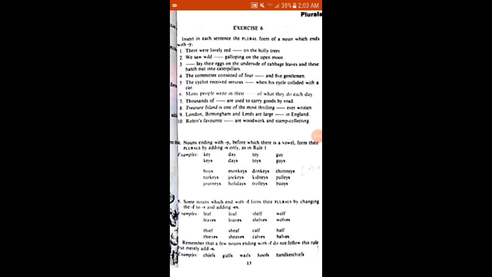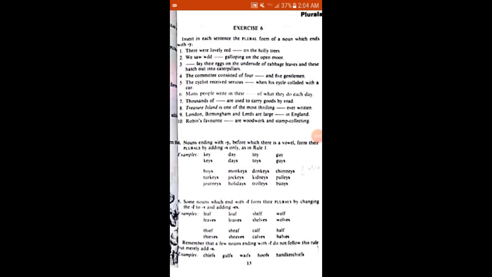In point number 5, there are some nouns which end with f. Form their plurals by changing the f to v and adding es. Firstly, we have to omit the f and then we put ves in the replacement of f. For example, leaf: there is f at the ending of this word, so we omit it, and after that we replace f by ves. So the spelling of the plural of leaf is leaves. It is also quite easy.